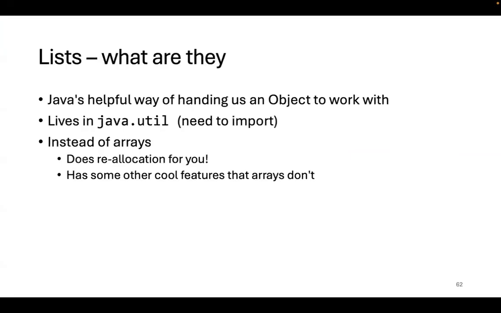So we've got arrays. Those are all well and good, but some things about arrays are annoying, like we have to reallocate them if we fill them up. We can access them by index, but we don't have many reference type methods available to us. So Java has a way of handing us an object to store things in, like an array, but it does some of these things for us. It'll do reallocation for you, and it has some other things that arrays don't.